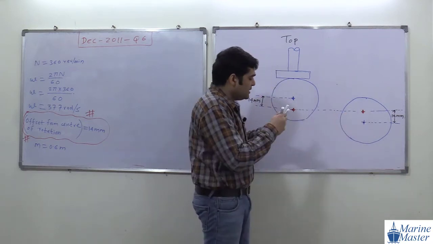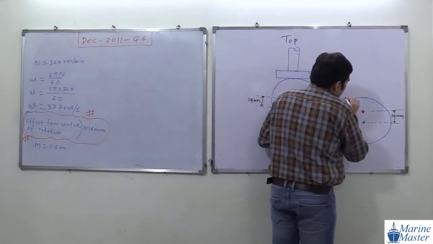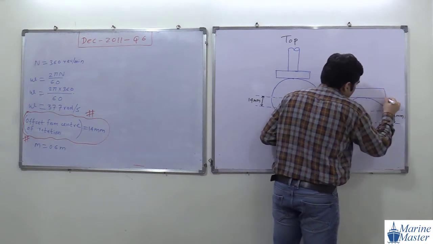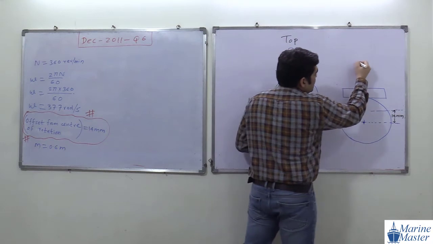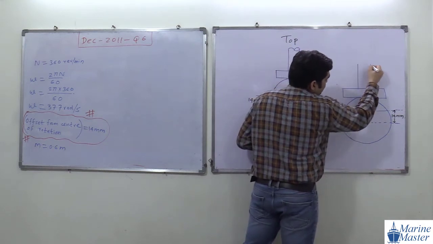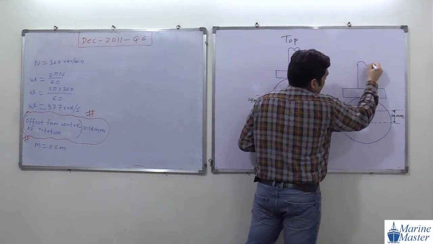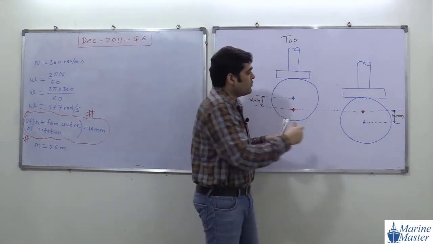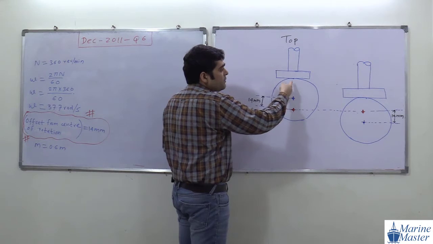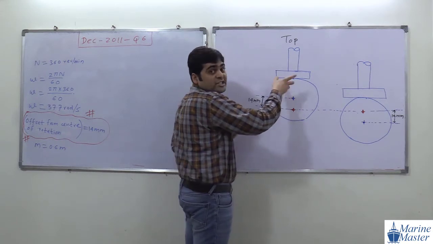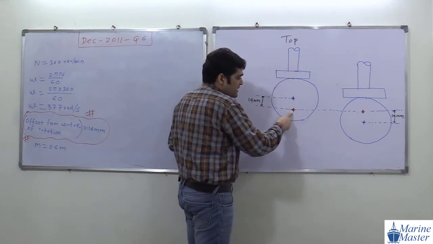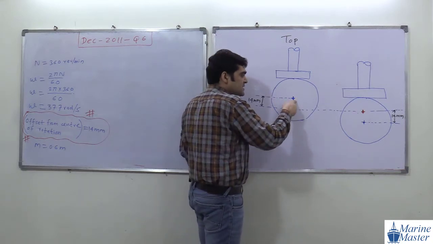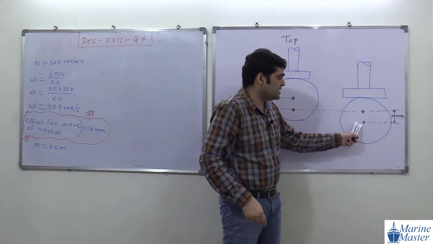So what will happen with this follower? This position of the follower will become what? For this scenario, this is the same follower here. When the follower is at this position, it is the topmost position. This is the center of rotation, this is the center.